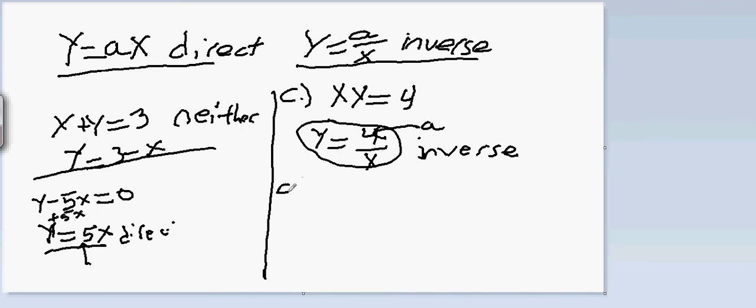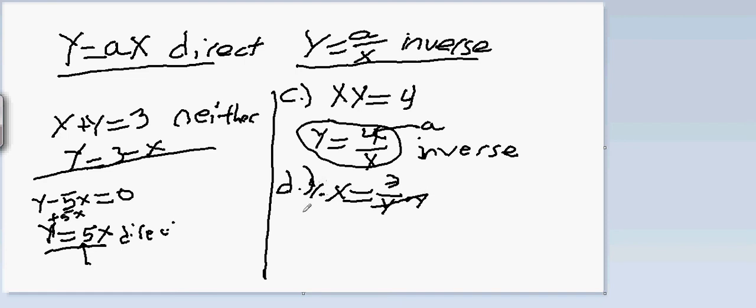Now let's look at letter D. And what does letter D have? It has x is equal to 3 divided by y. Remember that we want to write this in y equals form. So what we have to do is multiply this side by y to cancel out the y's here, and we multiply this side by y.